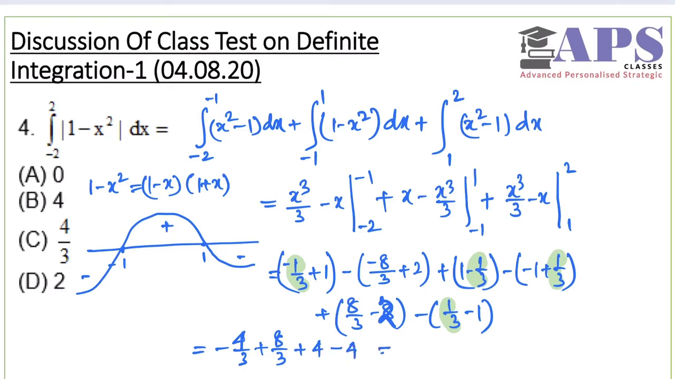Okay, so finally I am getting 4 by 3 plus 4 minus 4, that is 0. But this term will be 16 by 3, 8 by 3 plus 8 by 3, this will be 16 by 3, this is cancelled. So finally I am getting 16 minus 4, 12 by 3, which is 4. So option B is correct here.